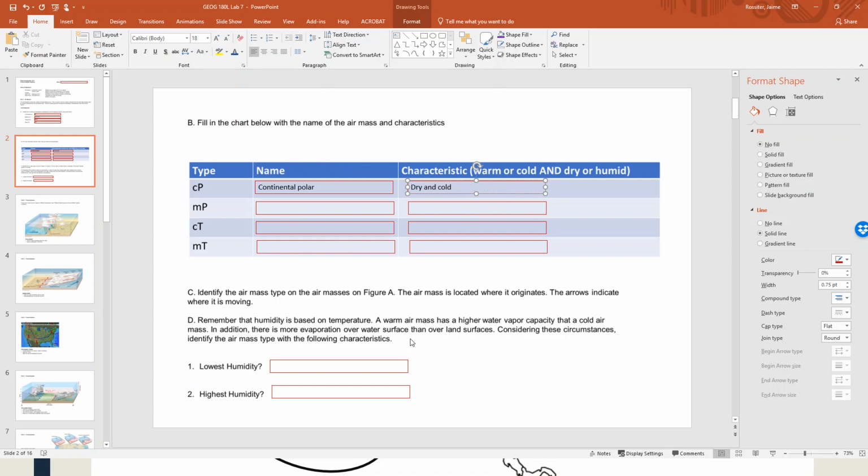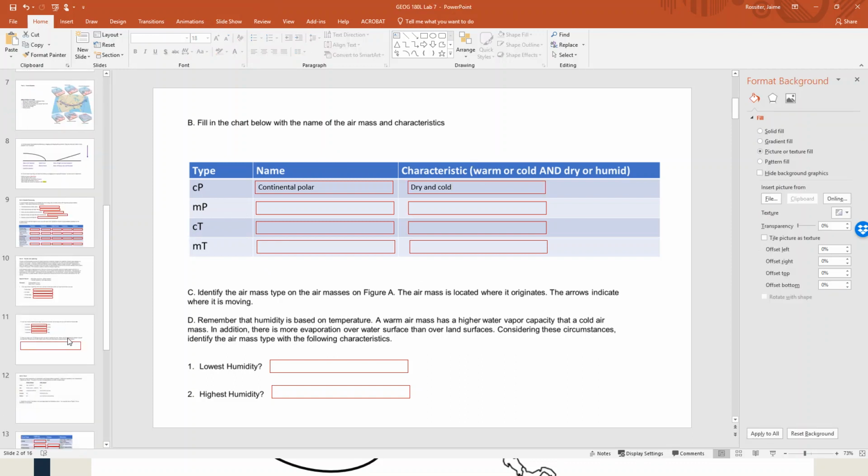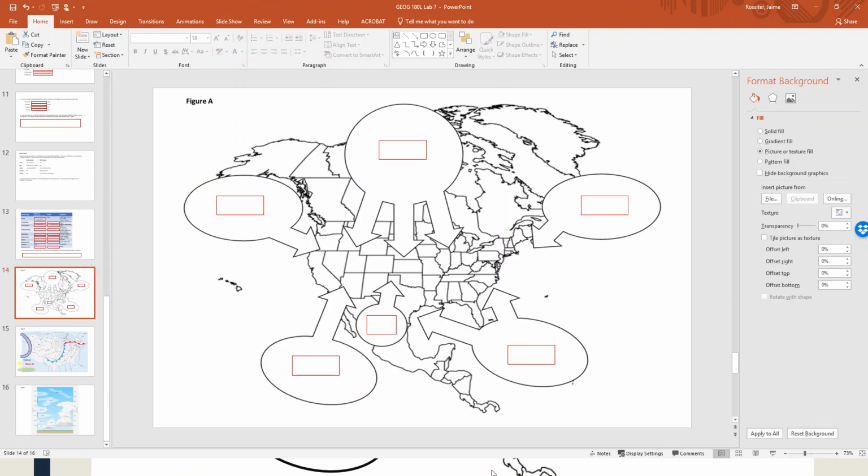So now you're going to finish the rest of this table looking at these different air mass characteristics and their name. The next thing that you're going to do is move on to figure A, which is down here, and you're going to label what these air masses are using that 2-letter system. So the circle is where it is formed, and the arrow is where it is moving to, right?